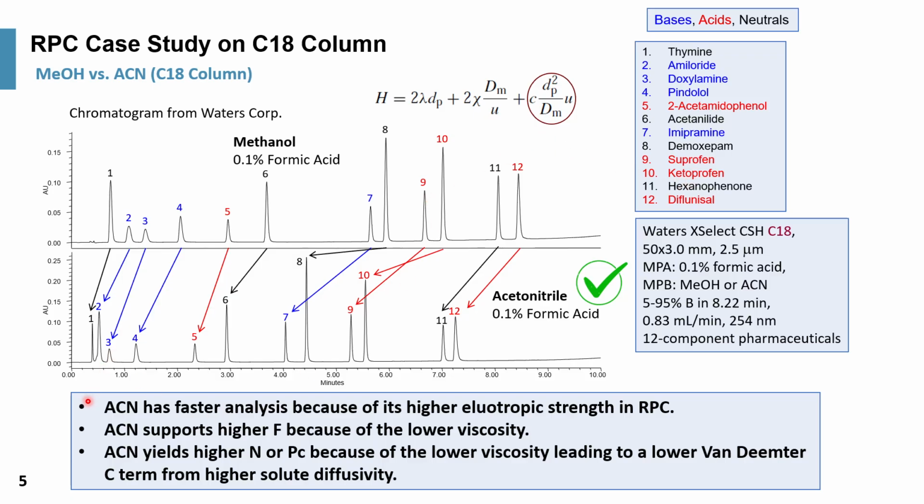Here are some observations. One can see that if you compare the elution profile, the profile is intact between methanol and acetonitrile because in both cases, the retention mechanism is primarily hydrophobic interaction. However, acetonitrile has faster analysis time because it has a higher eluotropic strength in reverse phase. So you can see that acetonitrile elutes the peaks much faster with lower retention time.